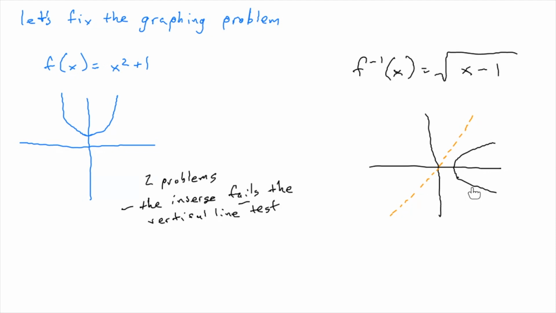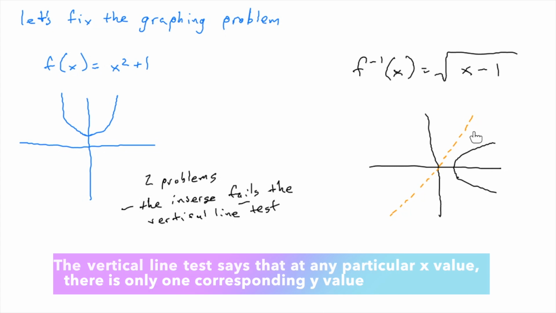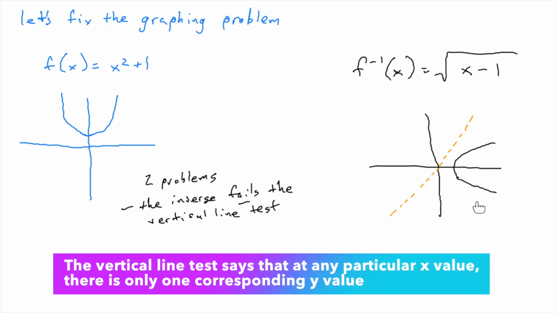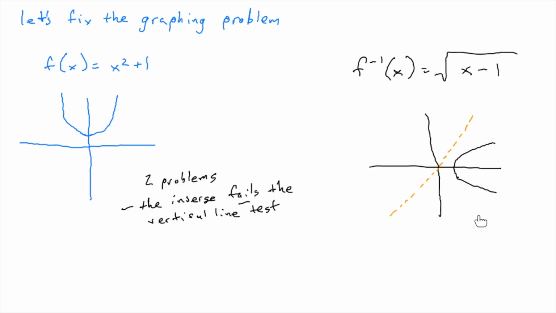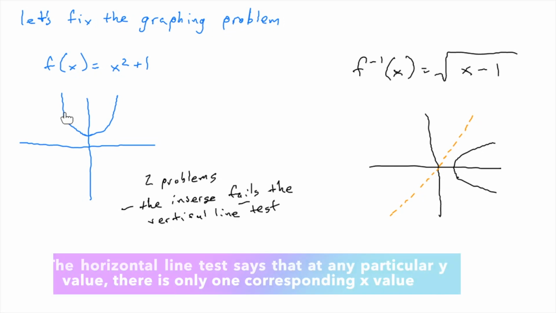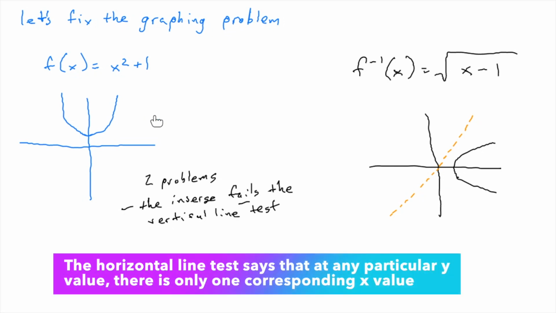And you think, well, how would I have known ahead of time that this would fail the vertical line test? Well, what is the vertical line test? The vertical line test is y is changing, y is changing, y is changing. What's the idea of these inverses? I've swapped x and y. So if here y is changing, how about I go back to my original graph, my original function, and I say, x is changing, x is changing, x is changing.